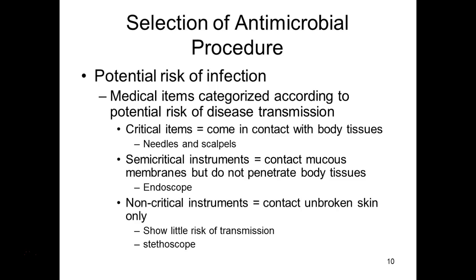Semi-critical items, right, may come in contact with your mucous membranes, like an endoscope, where they're actually going down your throat. Non-critical items contact, hopefully, unbroken skin, so therefore, very low risk, right? When the doctor puts the stethoscope on you, it's okay. It doesn't have to be super clean.